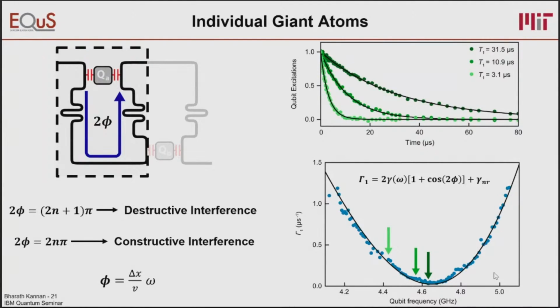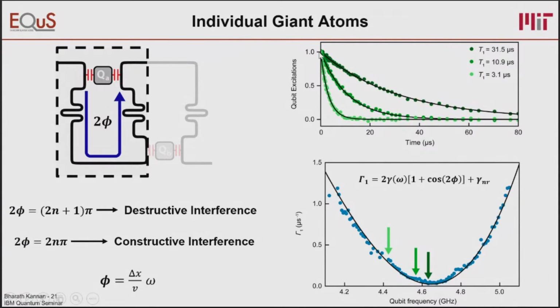Great. So we can go ahead and perform a fit of our theory calculations onto our data, just to make sure that what's happening is exactly what we expect. And indeed, we get very good agreement between this fit to theory and the data that we get out. And you'll see that there's this contribution from gamma NR. This is just the intrinsic lifetime of the transmon, which sets this minimum point, this 31.5 microseconds.